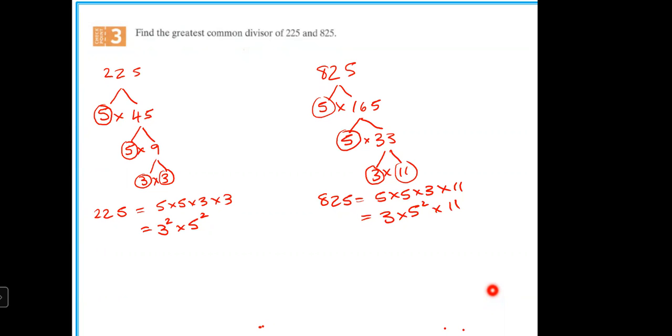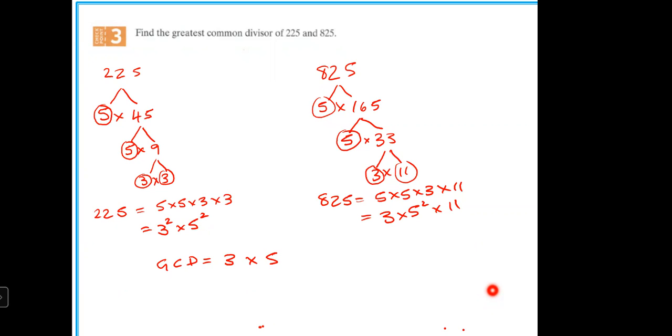Now, we want to find the greatest common divisor, GCD equals. Okay, so which prime factor is common to both of them? 5 and 3. So it's going to be 3 times 5 because 11 is not common. Now, which of the 3s has the lowest power? 3 to the first or 3 to the second? 3 to the first. Which would just be the same as 3.